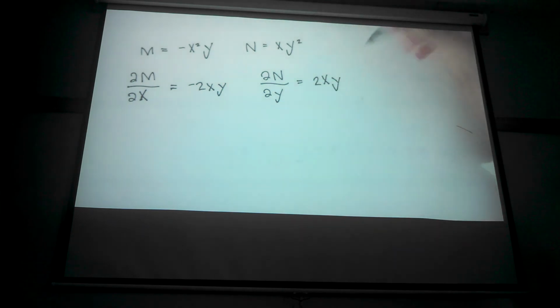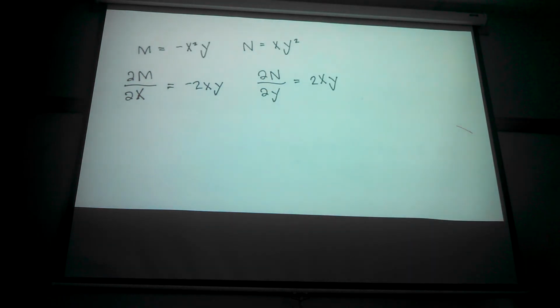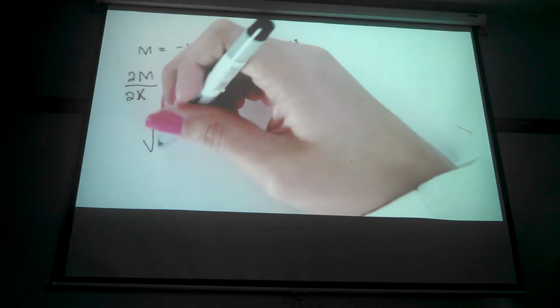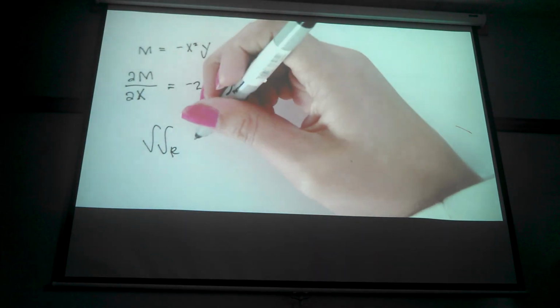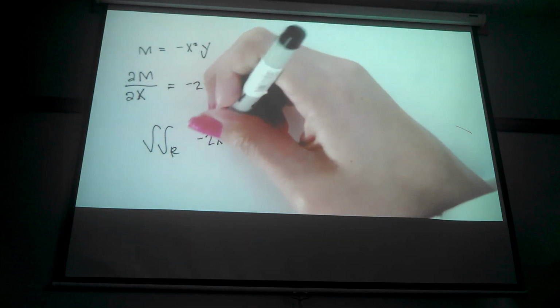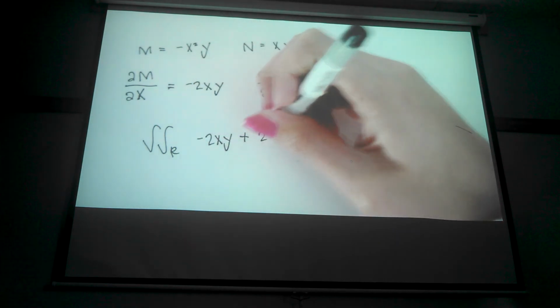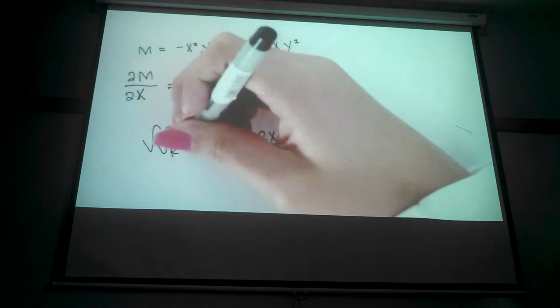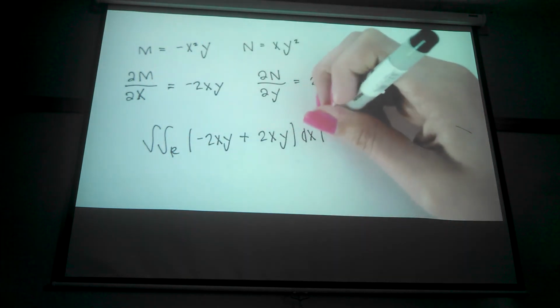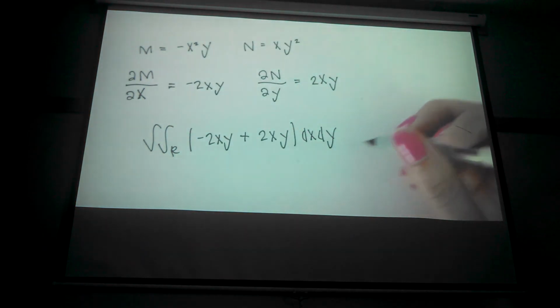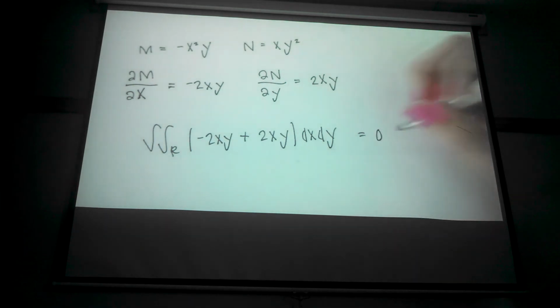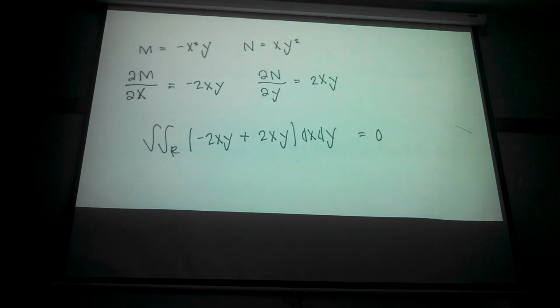And that will give us 2xy. And then we just plug it into our form where we take our double integral over our region. And you get negative 2xy plus 2xy. And that also will give us 0, just like with the first method. It's a lot shorter, but it's also another way you can find the flux using Green's theorem.